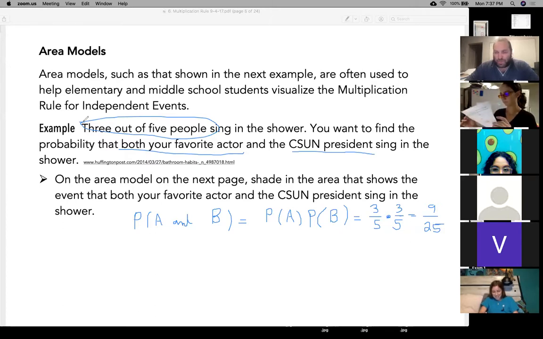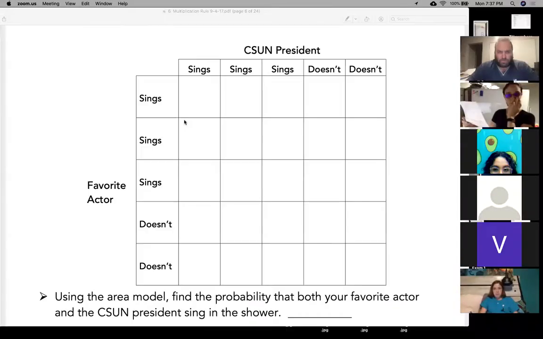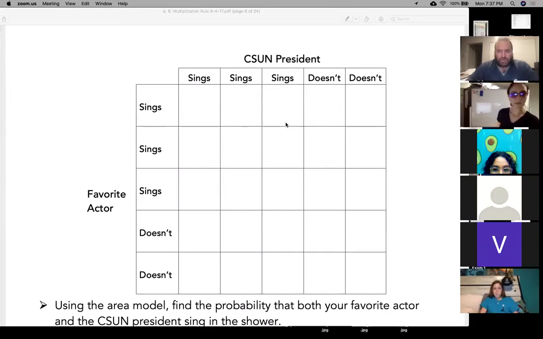So 3 out of 5 people sing in the shower. And therefore, the probability of both, assuming that they're independent, is 9 out of 25. Did you want us to put that into decimal, or can we just leave it like that? That's fine. And what we're going to do is see this in action in the following area diagram.